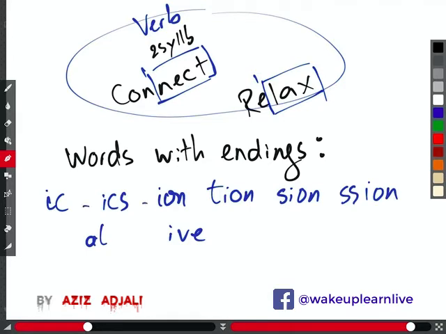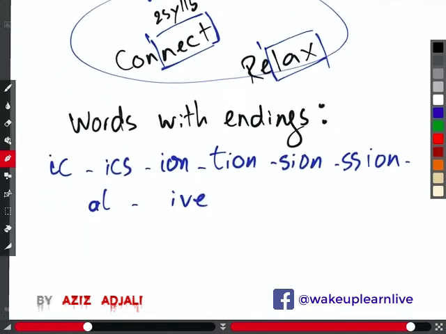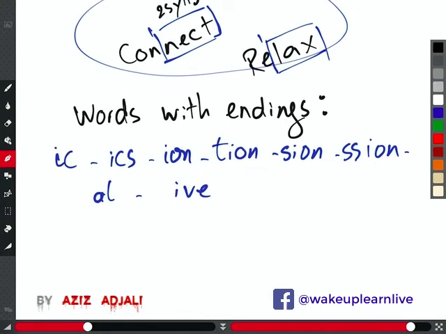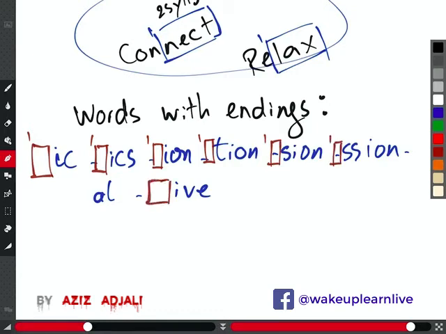So if we have one of these, one word which ends with one of these, the stress will be in the syllable that is just before it. So for example, in here, the syllable is here, just before this termination or before this ending. Okay, so the syllable is here, the syllable that we need the stress to be on.